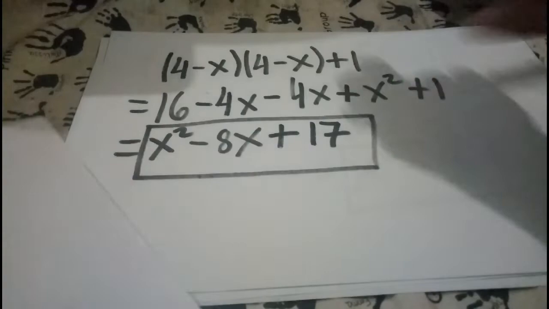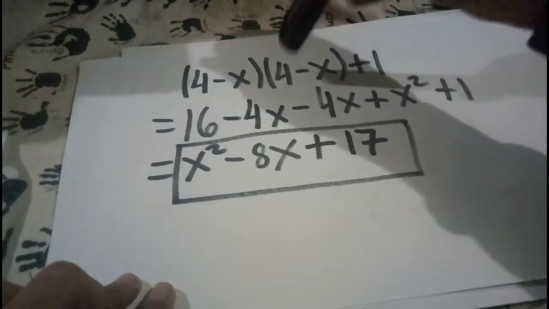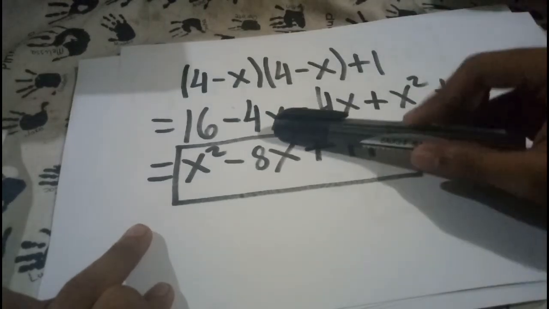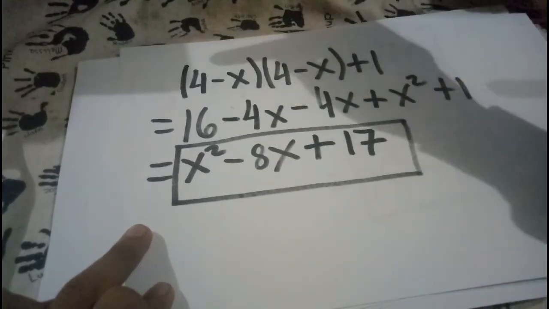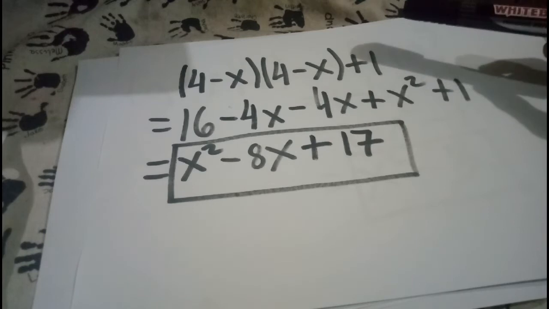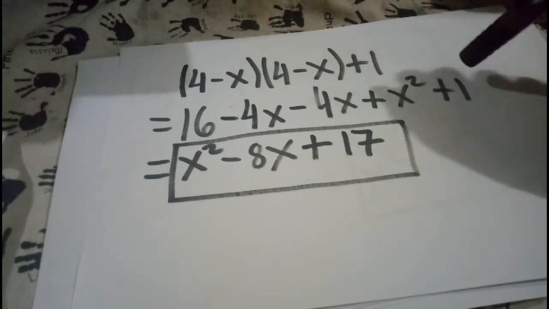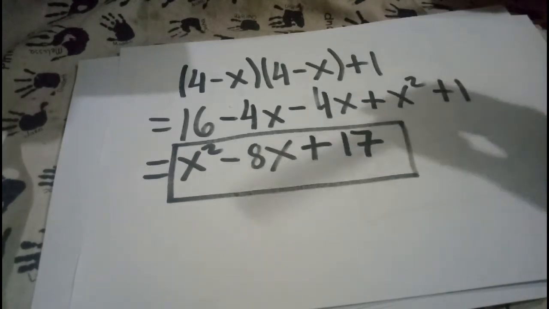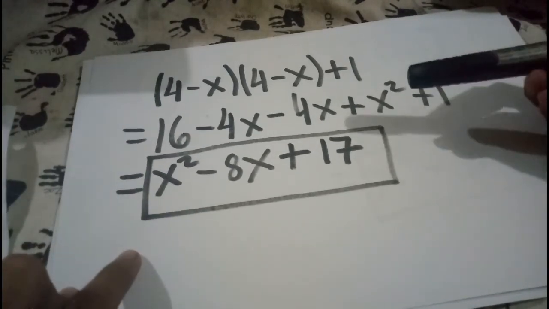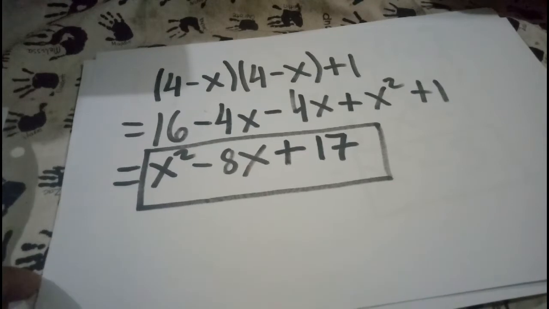And if we're going to FOIL it up, there, the 4 and 4 became 16, and the 4x, negative 4x, and the negative x times 4, and it became negative 4x. Then the x's became positive x squared, and I put the plus 1. I arrange it into descending power, then I've got the final answer, x squared minus 8x plus 17.